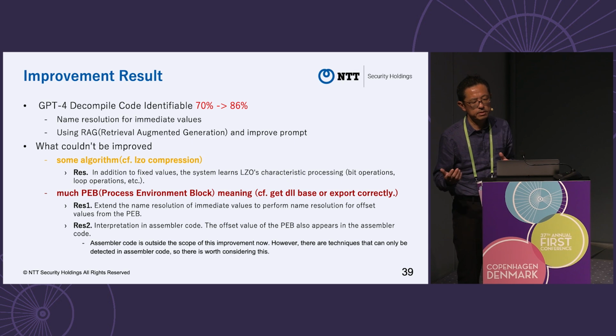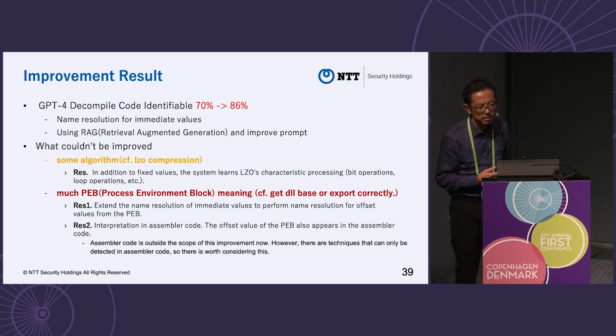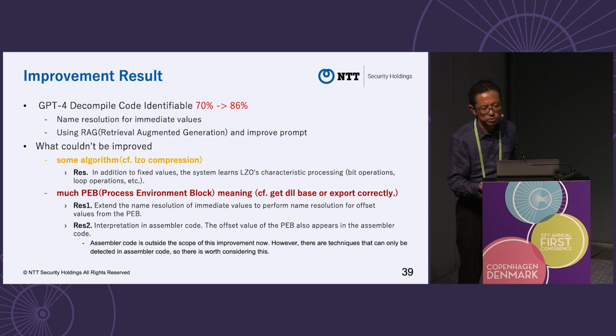Resolution 1: extend the name resolution of immediate values that I explained to perform name resolution for offset values from the PEB. Resolution 2: interpretation in assembler code. Especially, the offset value remains the same unless it is intentionally modified by calculation in assembler code. Also, there are some techniques that can only be detected in assembler code, such as Heaven's Gate. So it is worth considering this.